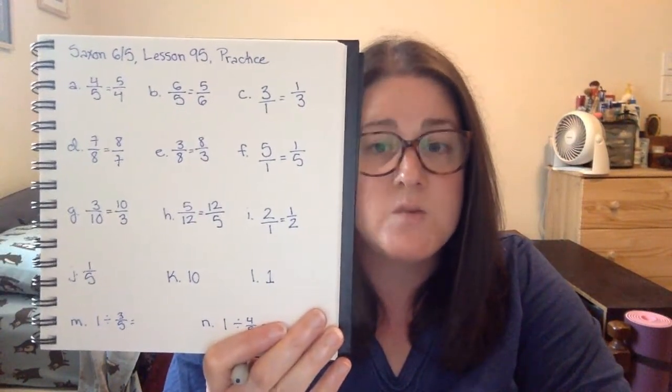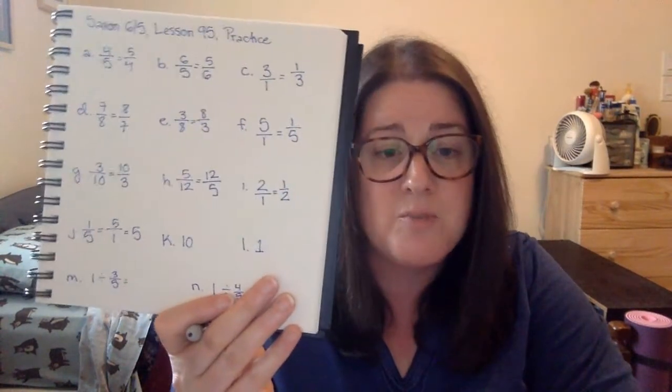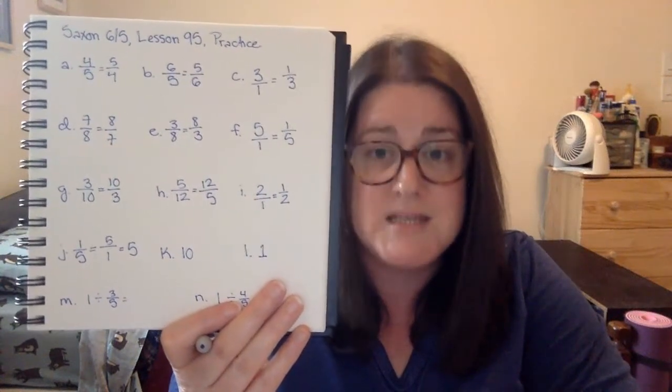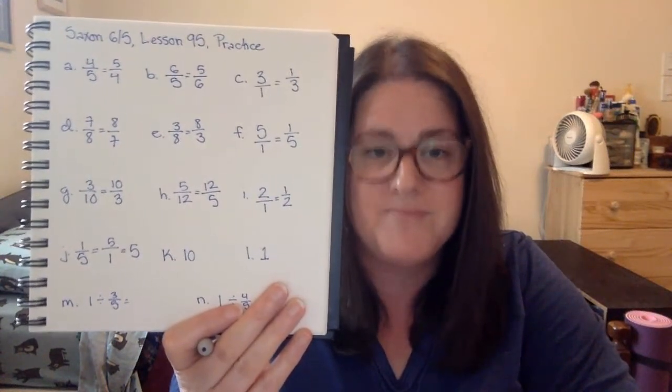I is 2. 2 we will make into the fraction 2/1, and then we will invert that fraction, and we will get the reciprocal 1/2. J is 1/5. When we invert the fraction, 5 will become our numerator, 1 will become our denominator, and we will get the reciprocal fraction 5/1. Which is the whole number 5.